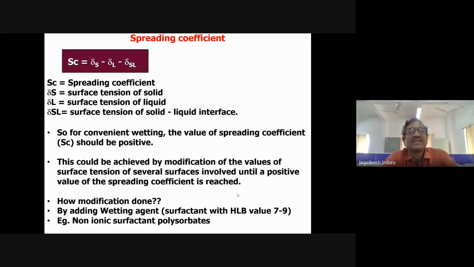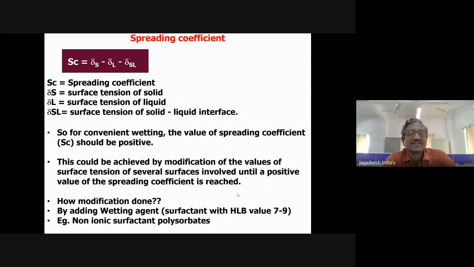This is what we need to see, the surface phenomena of the solid and liquid we are going to use. This can be done by adding an interfacial surface active agent that will be acting at the interface. So they will be reducing sigma L and sigma SL, so that we will have a positive value of the spreading coefficient. So the suspension is more stable. This could be achieved by modification of the value of the surface tension of the several surfaces involved until a positive value of the spreading coefficient is reached.